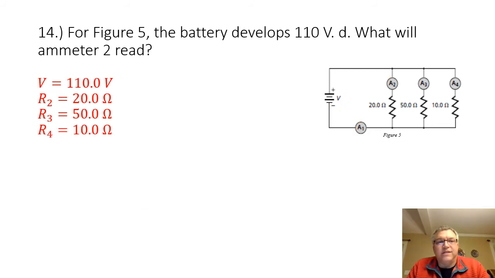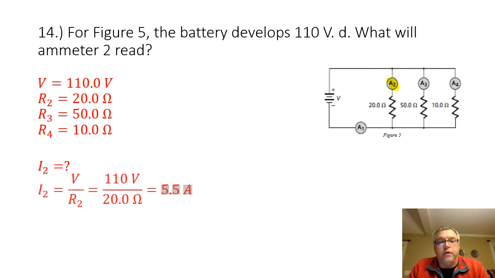Part D asks, what will ammeter 2 read? So here is ammeter 2 right here, and I know that is the ammeter that is connected to the 20 ohm resistor, I should say in series with the 20 ohm resistor. I know according to Ohm's law, the current is equal to the voltage divided by the resistance. I know my voltage is 110 volts.